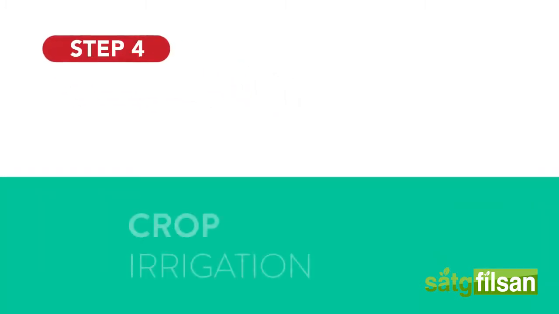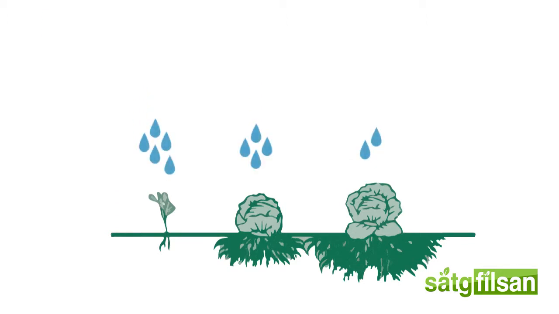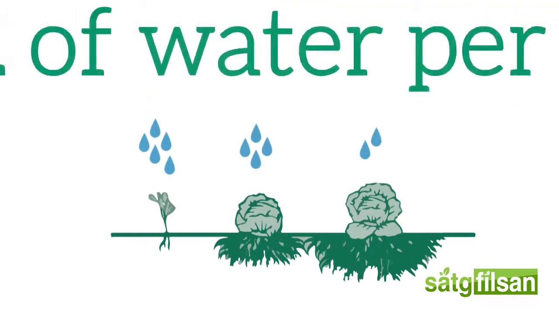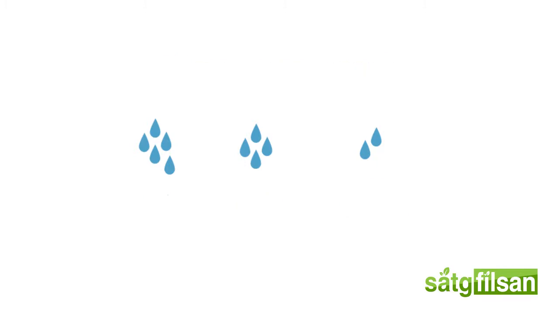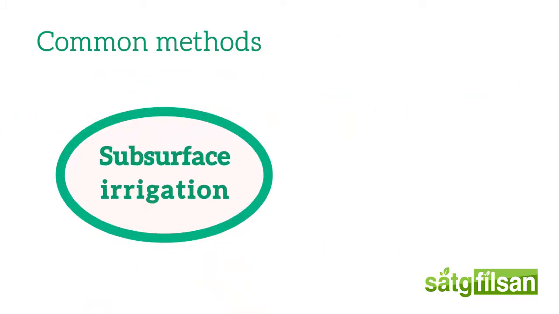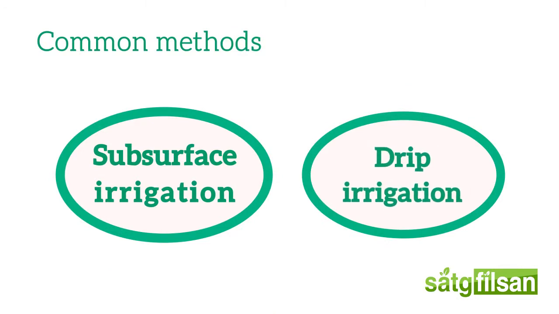Crop irrigation. Consistent crop watering of cabbages is important for efficient growth. Cabbages need a consistent supply of moisture with a minimum of 2.5 centimeters, 1 inch, of water per week. The 2 common methods for irrigation are subsurface irrigation and drip irrigation.